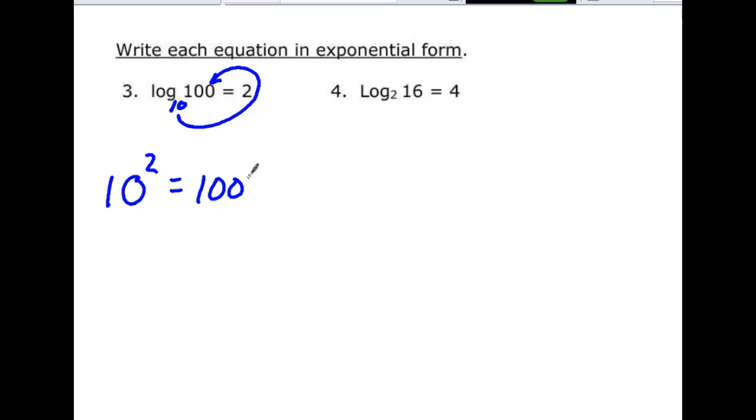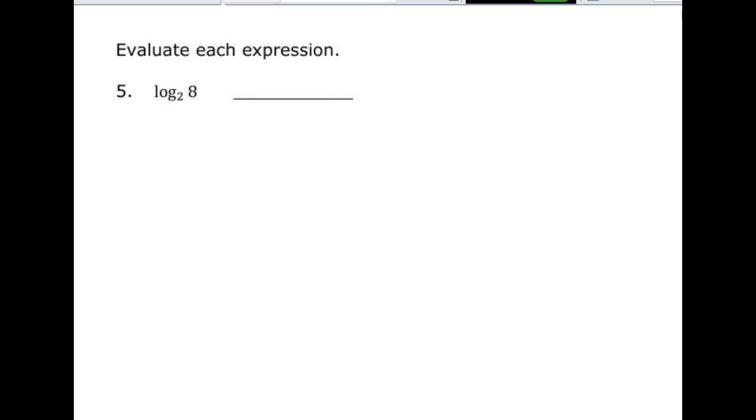Sometimes this little circle helps people remember this. Base, exponent, equals 2. I'm not asking you whether or not these are true or false. I'm just asking you to change from one form to the other. Now I'm going to start asking you to evaluate. Evaluate means figure out the answer.